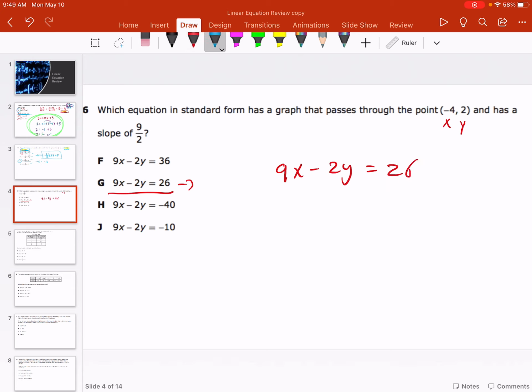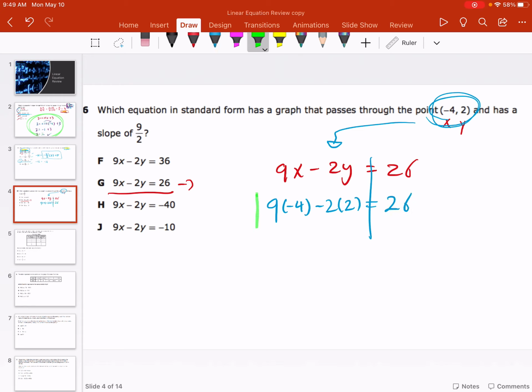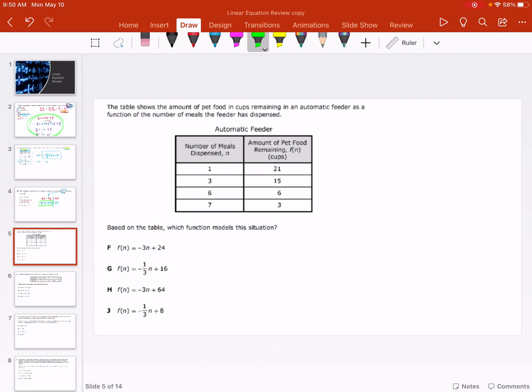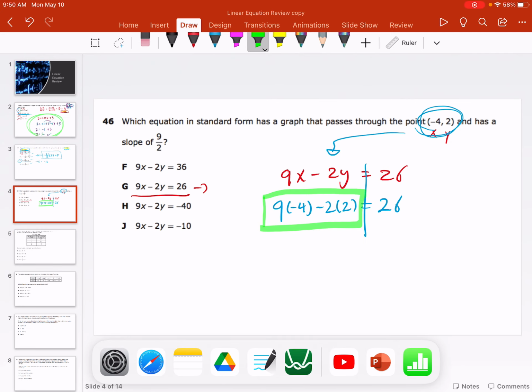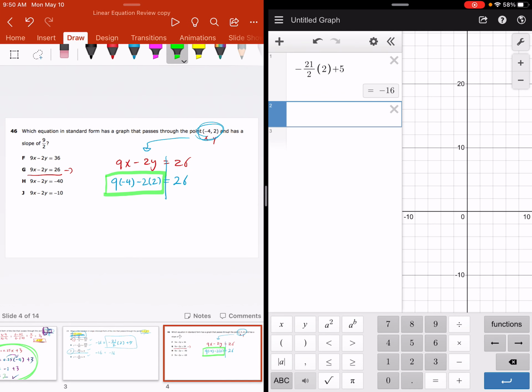So what I'm going to do is, instead of x, I'm going to put -4 minus 2. Instead of y, I'm going to put 2. I got these numbers from here, okay? And if you put this into decimals, you should get equal to 26. So let's put this into decimals. So 9, you don't have to put equal. -4 minus 2, 2. -40. So G is not an answer.